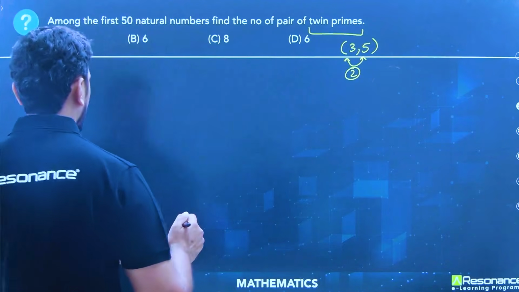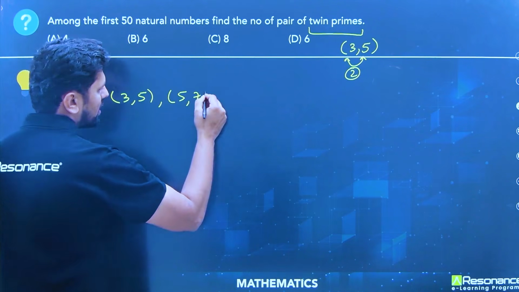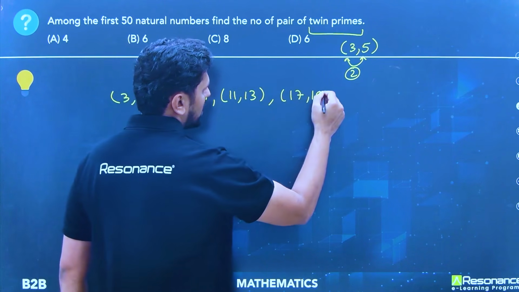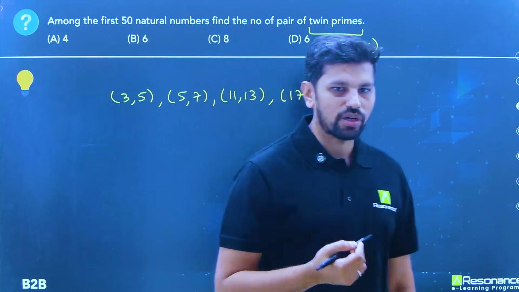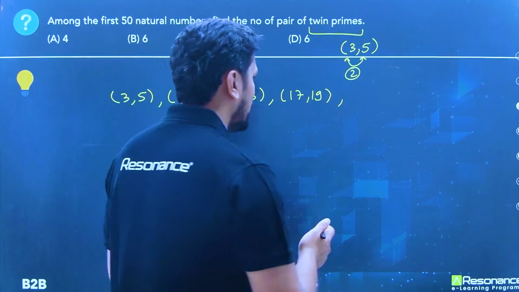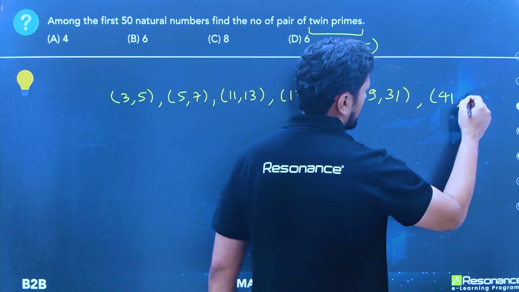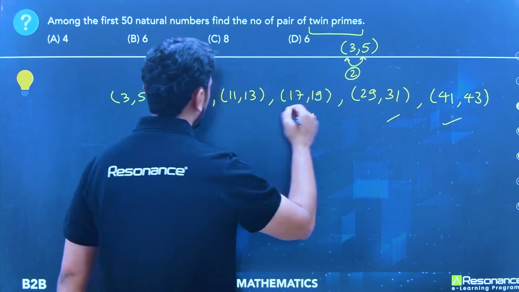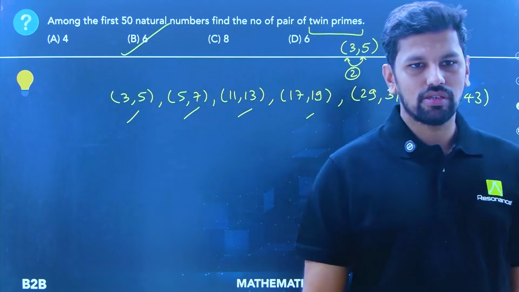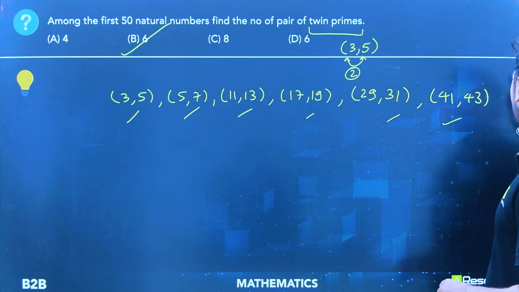Okay, I will write. You also write. 3 comma 5, 5 comma 7, 11 comma 13, 17 comma 19. Then what will come? Very good. 29, 31, and 41, 43. So 1, 2, 3, 4, 5, 6. Very good. Very fast answer. Excellent job. Let's move on to the next one.